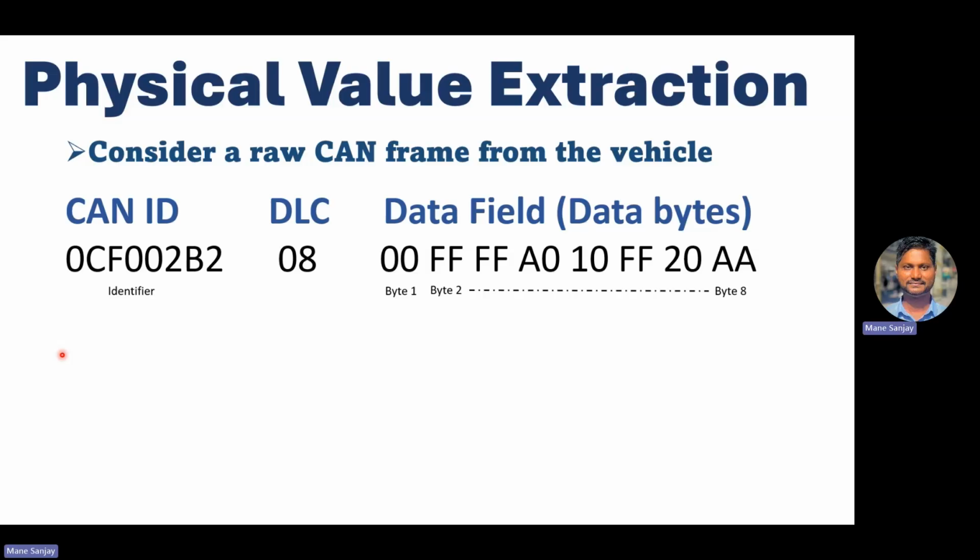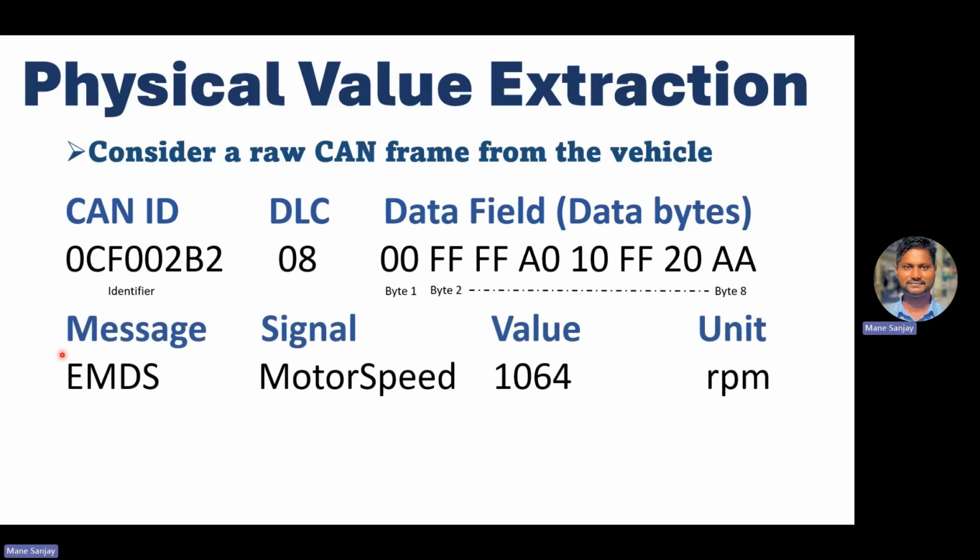So we have just assumed that this is the raw CAN frame, and it's difficult to extract from this. In this example, I wanted to tell you that this message is basically an electric machine drive status message, and it gives you the value of the motor speed. That motor speed value is 1064. But looking at this raw frame, it's very difficult to see where it's 1064. Even if I convert this hex to decimal, you are still not able to decode this value.